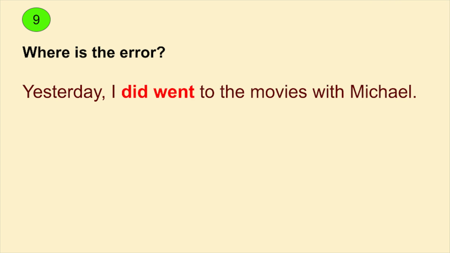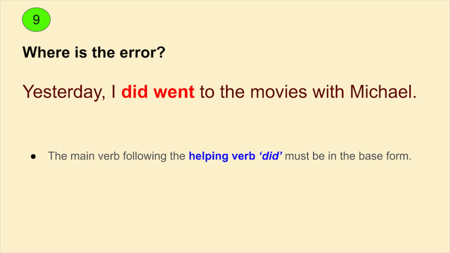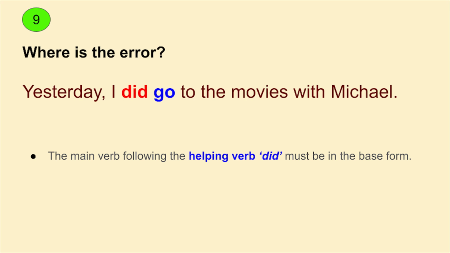This sentence can be corrected in 2 ways. 1. The main verb following the helping verb did must be in the base form of the verb. The main verb following did is went. The base form of went is go. So the correct sentence is, yesterday I did go to the movies with Michael.